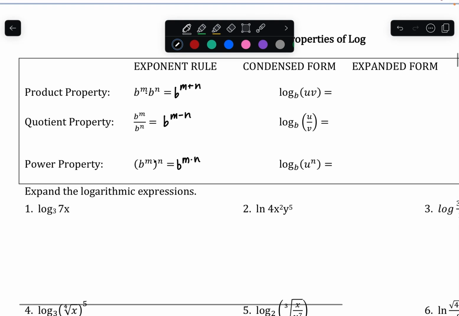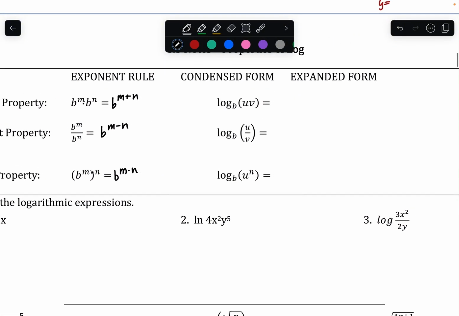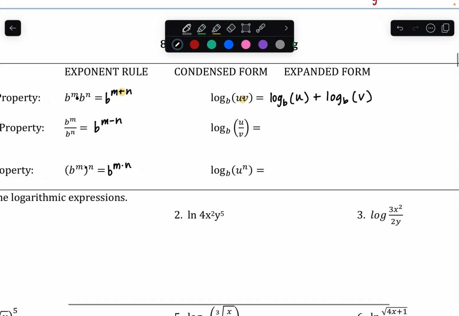Okay, and so remembering that log is giving you an exponent, it's kind of like this is going in reverse. Here we were multiplying and our associated property was adding. Here we're multiplying and our associated property is going to be adding. So log base b of u plus log base b of v. So we can break this u and v product up into their own individual logs, and then we break them apart with a plus sign. Here we have division, and so when we break them up into their own individual logs, we are going to subtract.